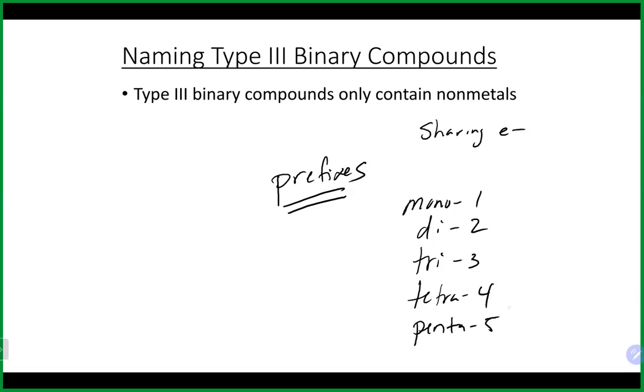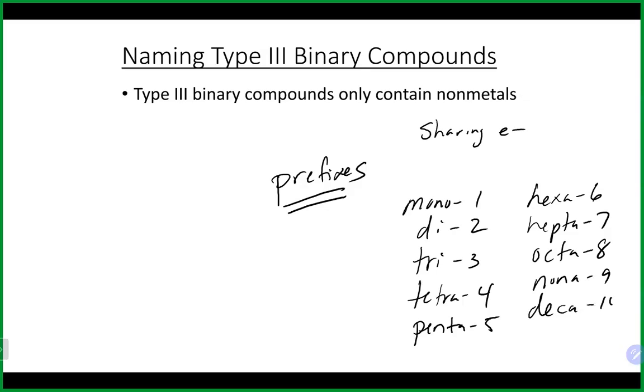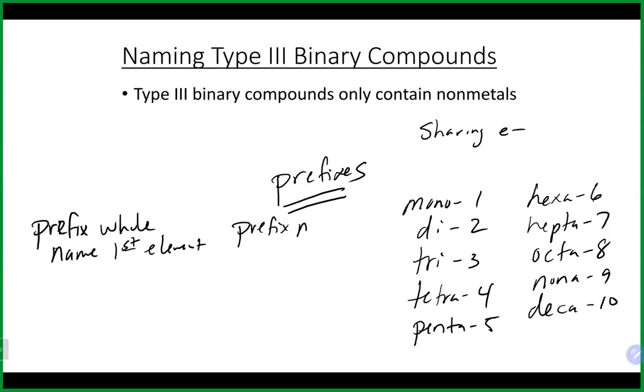Penta, which is 5, hexa, which is 6, hepta, which is 7, octa, which is 8, nona, which is 9. Maybe I'm making this up, I don't know. Deca, which is 10, maybe along the way. Could be. So when we deal with type 3 compounds, pretty much we use the prefix and the whole name of the first element. And then we use the prefix, and the second name gets the nonmetal with the IDE at the end of it.